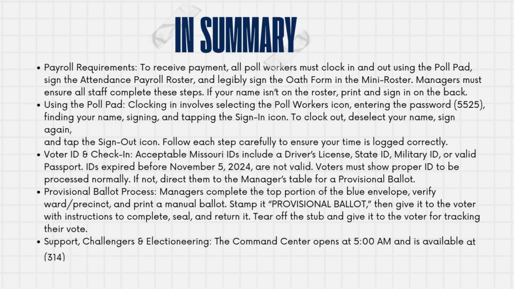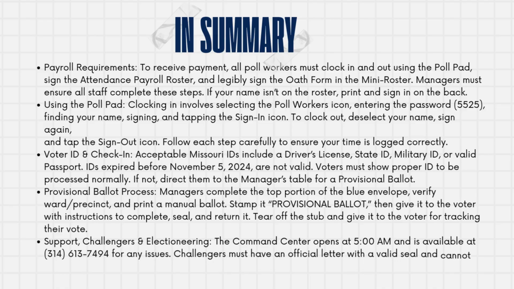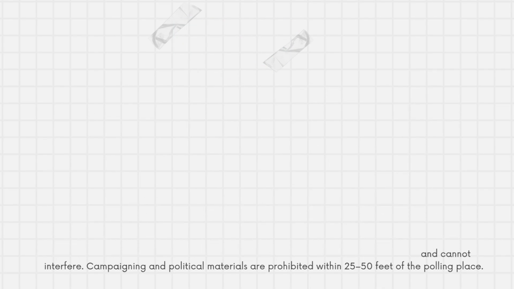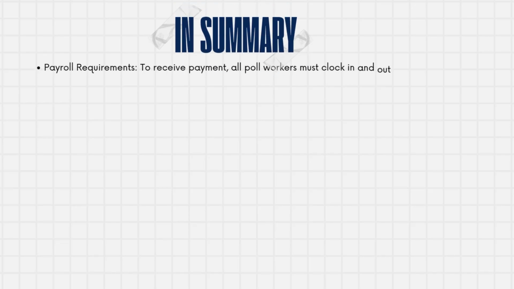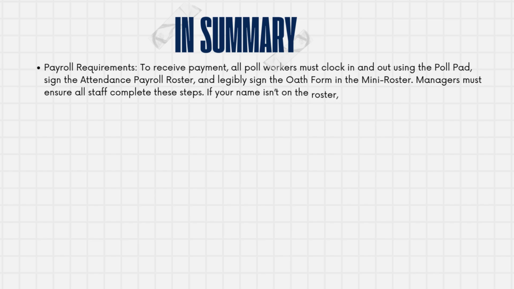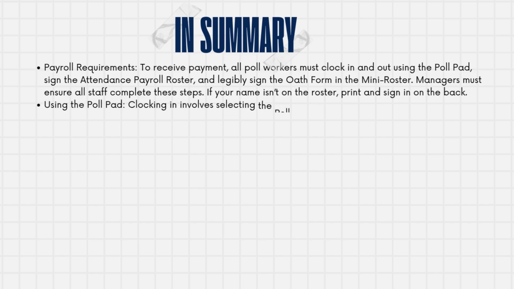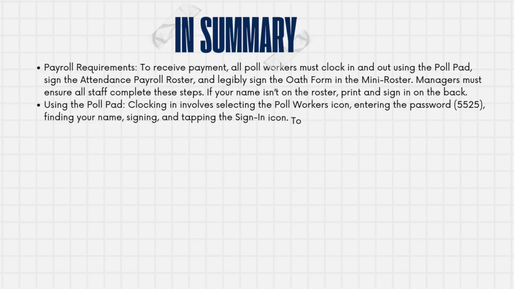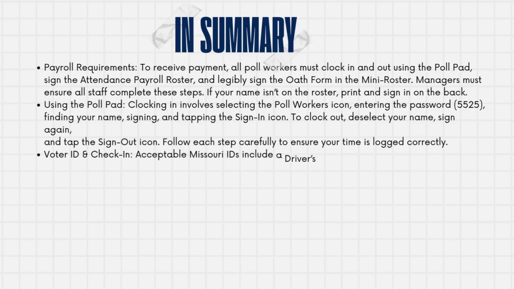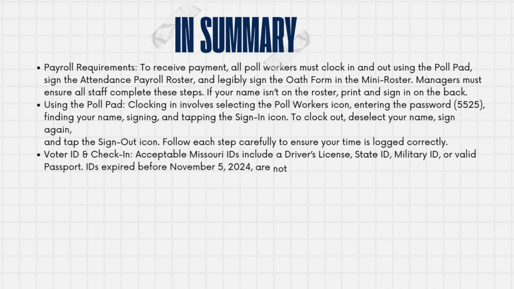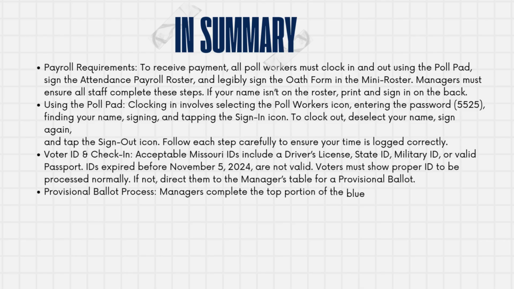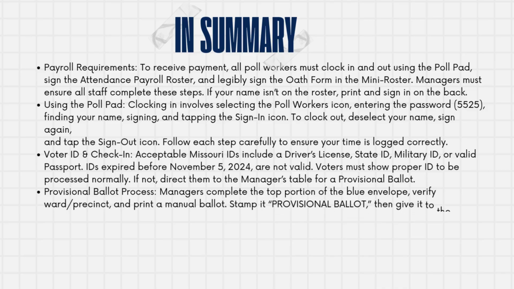Voter ID check-in. Valid IDs: Missouri driver's license, Missouri state ID, military ID, or passport. No expired IDs before November 5th, 2024. Voters with no ID, send them to the manager's table for a provisional ballot. Provisional ballots: managers fill out the blue envelope, confirm ward and precinct, and print a manual ballot. Stamp the manually printed ballot, provisional ballot. Have the voter fill it out, seal it, return it to the manager. Manager is to tear off the stub. It has the info they'll need to track their vote.